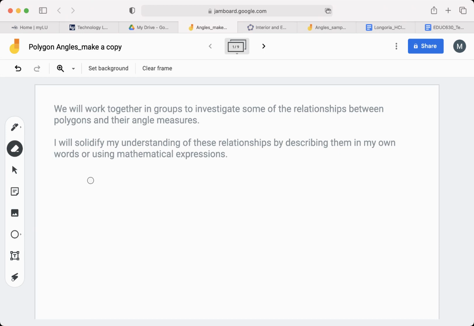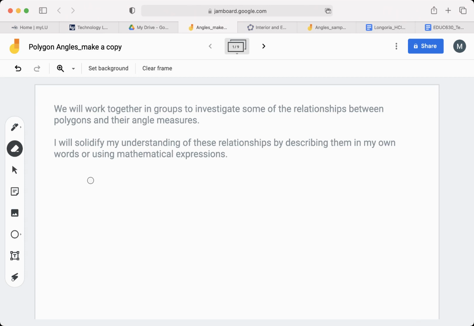So the first one is we will work together in groups to investigate some of the relationships between polygons and their angle measures. So that is tied to the state standard for that. And then the I will statement is I will solidify my understanding of these relationships by describing them in my own words or using mathematical expressions. And that's tied to the math practice standards where students have to create arguments and then critique the reasoning of others.